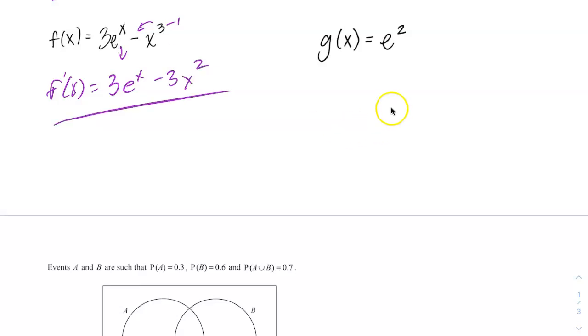The next one. There should be something you know right away about this one. Maybe not right away, but there's no variable here. This is just a number. That's right. Just a number. The derivative of a number, like the derivative of 5, is just 0. That's a constant. So the derivative is just 0. Any constant, 0.